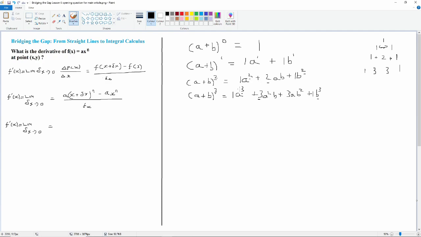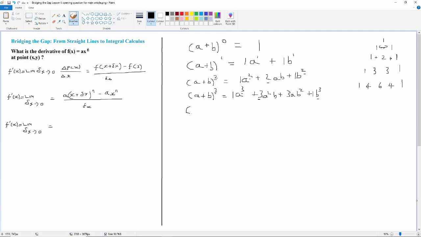So that's our (a + b) to the power 3. And then for the fourth one, we can do the same thing again. We put the 1 down, and then 1 plus 3 is 4, 3 plus 3 is 6, and 3 plus 1 is 4, and then we have our 1.